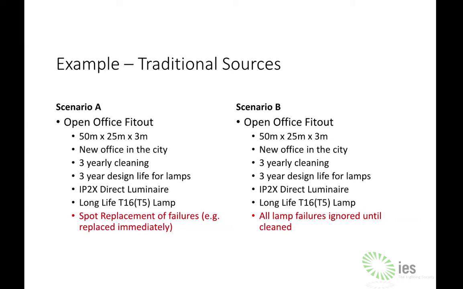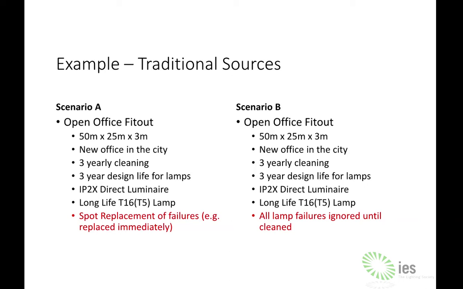In this case, we'll use a 3-year design life for those lamps. We'll expect our long life T5 lamps to get 3 years. An IP2X direct luminaire, I'm thinking like the Future 5, if you all know that old fitting. I've got them in my office. They look great. It's a louvered fitting if no one's familiar with it.